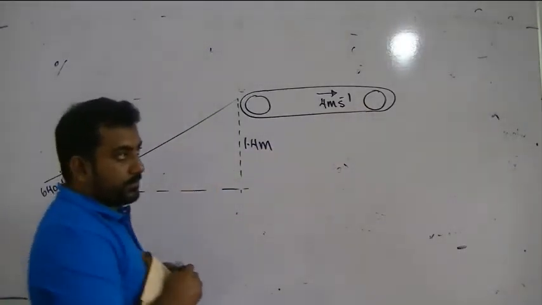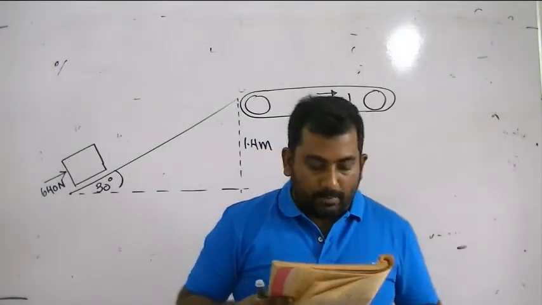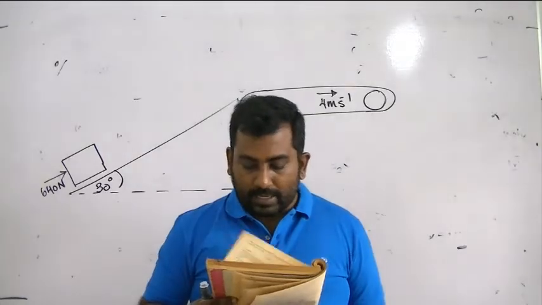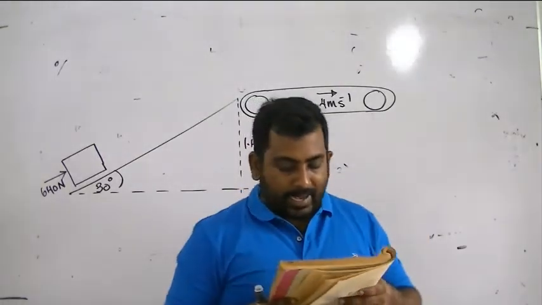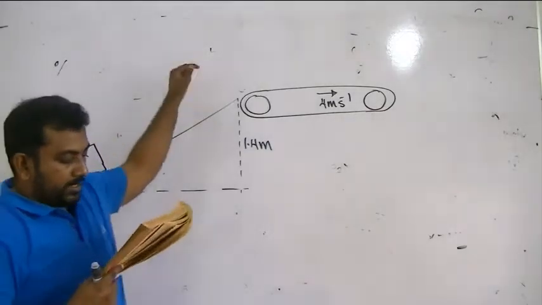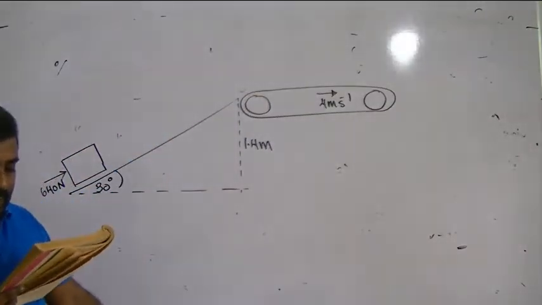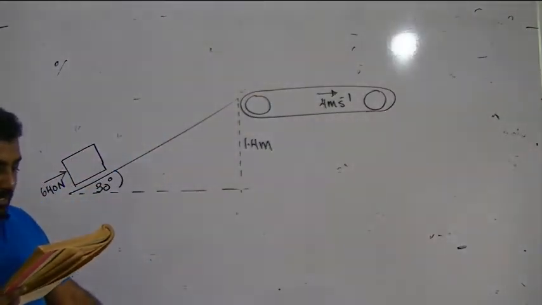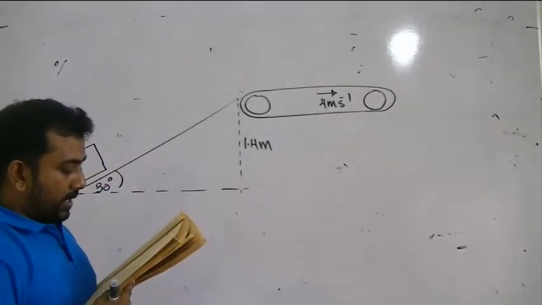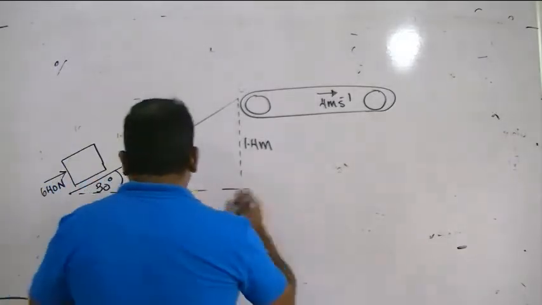Read the question. A box of mass 100 kg is to be raised to vertical height 1.4 by pushing it up an inclined plane and then to be transferred to a conveyor belt. Somebody is pushing it, transferring it there. It is found that the minimum force to move the box up is 640. What's the total work done by the applied force?